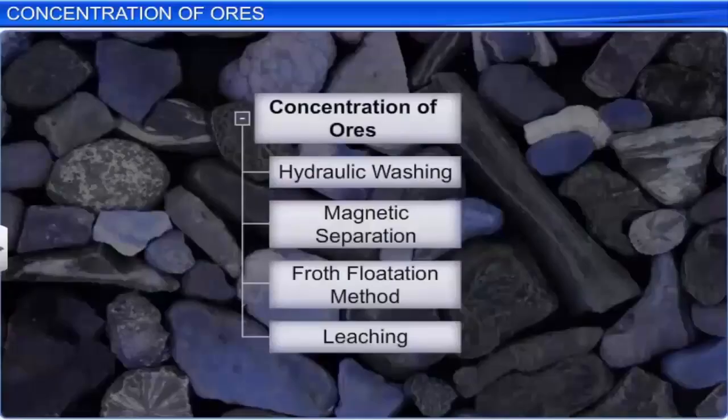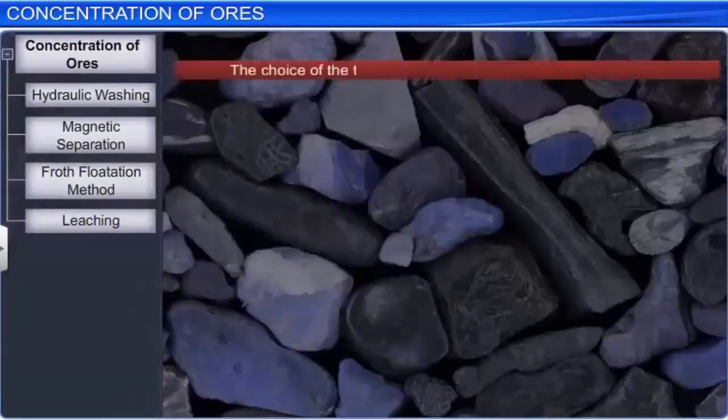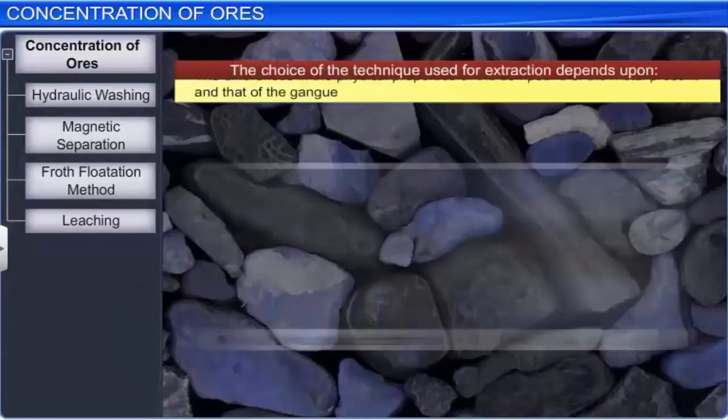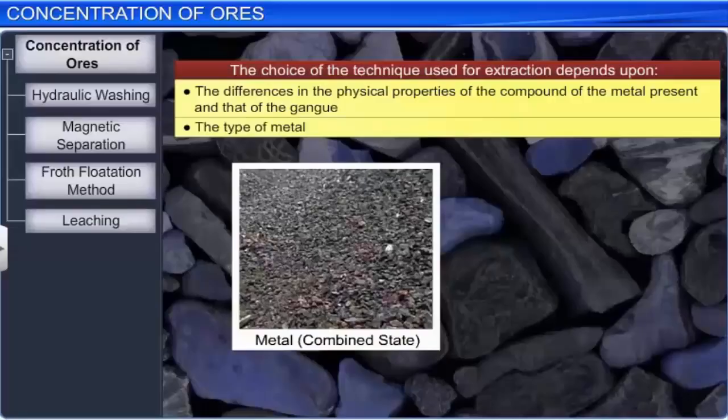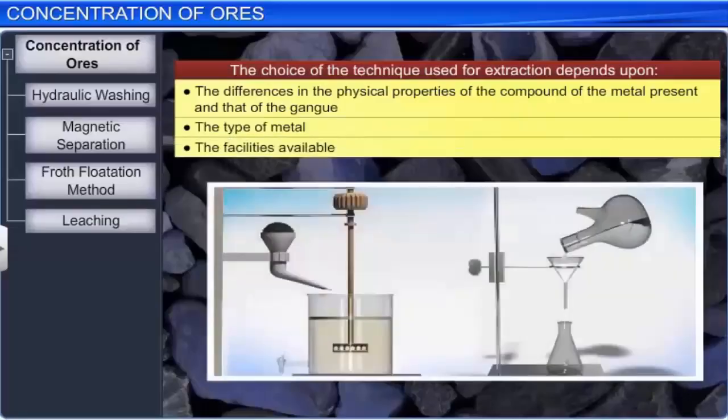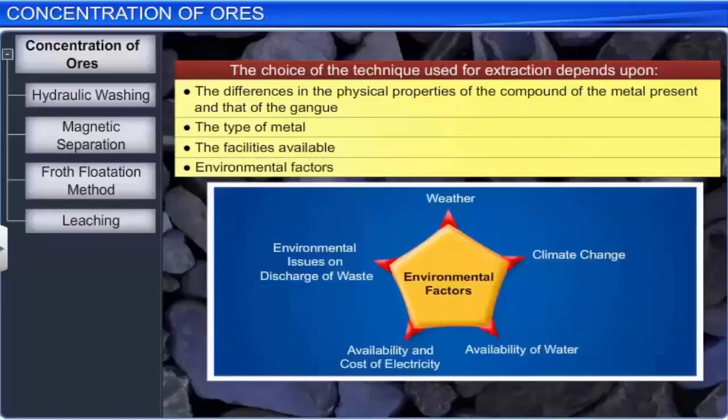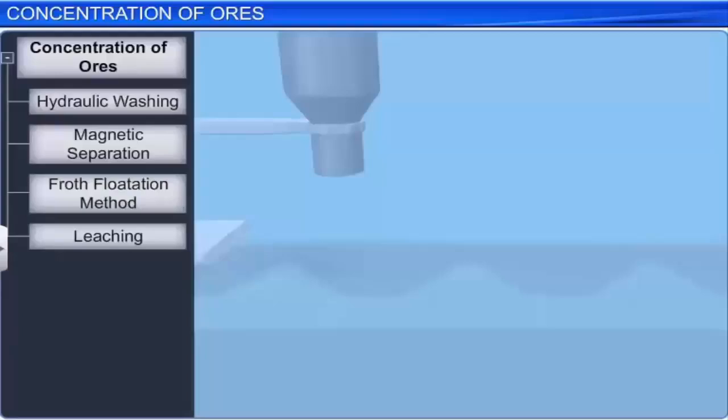Metals can be concentrated from their ores using any of these methods: hydraulic washing, magnetic separation, froth flotation, or leaching. The choice of the technique used for extraction depends upon the differences in the physical properties of the compound of the metal present and that of the gangue. The type of metal, the facilities available, and environmental factors are also taken into consideration. Let's now look at each method in detail.